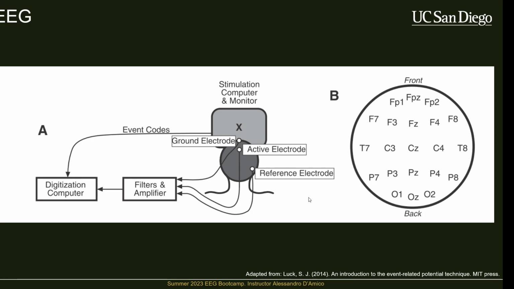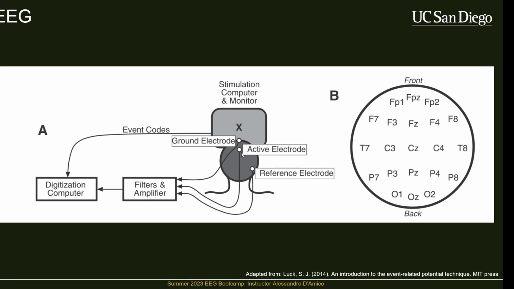So you have the subject who is wearing some cap with electrodes on it, and there's three electrodes minimum that you need for recording EEG. You need obviously the active electrode, which is going to be placed at the site that you're interested in assessing activity from, and you need the reference electrode.